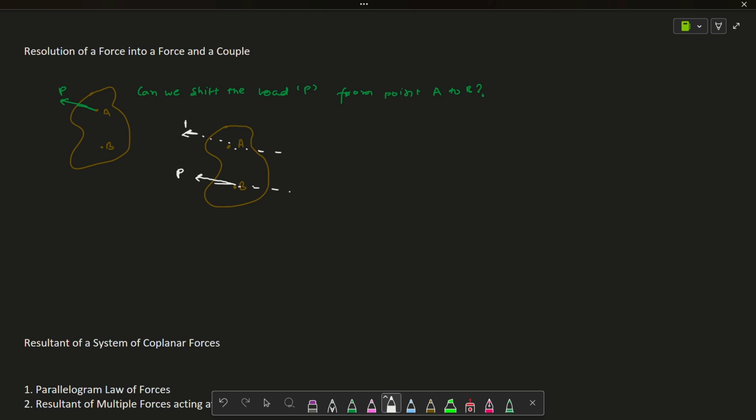So initially the force is applied at point A like this, P. Now we are removing this force load P from point A and substituting it at point B. So now can we simply remove this force from point A and put it over point B? So the answer is no. So how? Let's see.